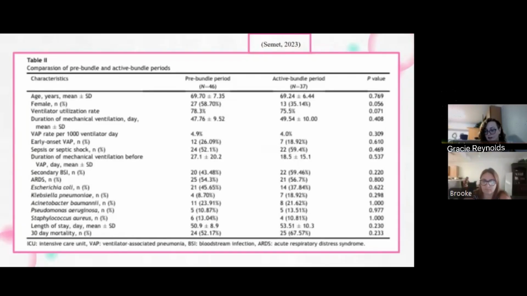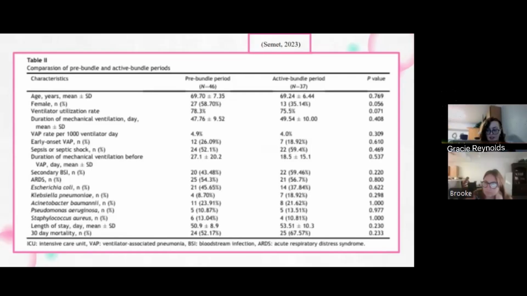Secondary bloodstream infections and ARDS occurred at similar rates in both periods. They didn't change much. The distribution of bacterial pathogens also remained unchanged. Mean hospital length of stay was slightly longer during the active bundle period, and 30-day mortality increased from 52.2% during the pre-bundle period to 67.6% during the active bundle period. But the analysis showed that none of these differences were very significant.